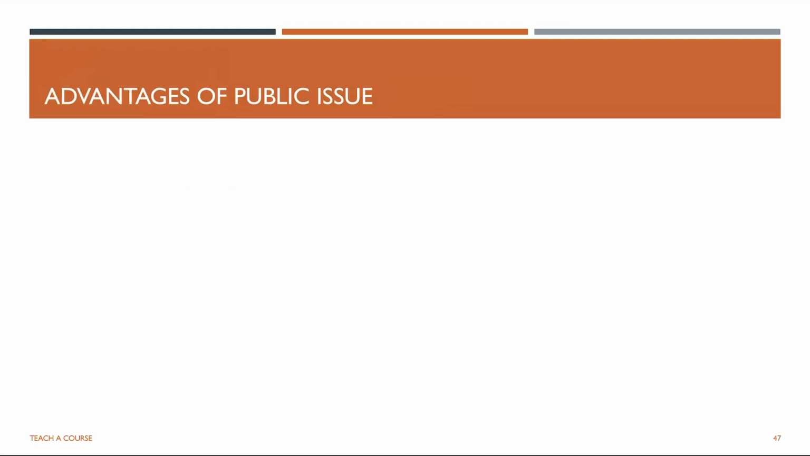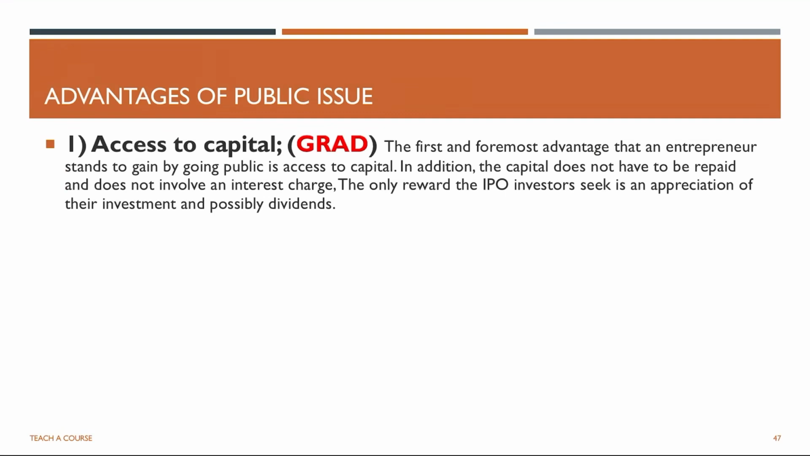Then what are the advantages of public issue? Why do companies go for public issue? The very first and primary advantage. If you get a question in your exams, what is the primary advantage of public issue? Then you will write down this answer: the primary advantage of public issue is access to capital.